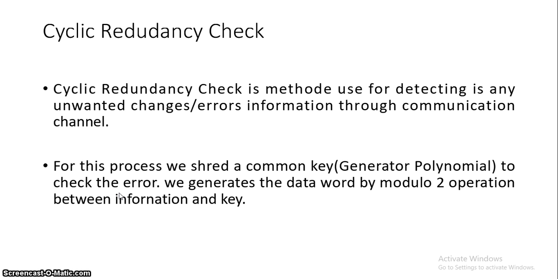For that, there is a generator polynomial which is commonly available as a key to check and detect the error at the transmitter and receiver. Let's see how the cyclic redundancy check process runs.